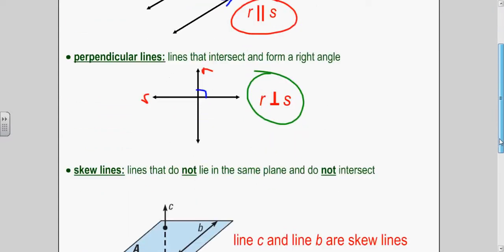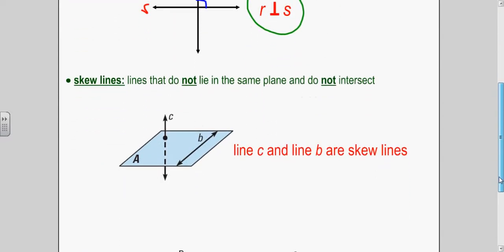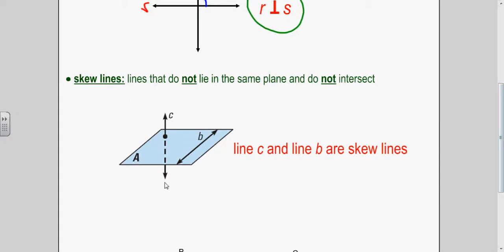The new word that you're probably not used to is skew lines. So remember that skew lines means that they're not parallel, but they also don't cross. So notice that line C here is going through the plane, but line B is laying on the plane. So these lines will never cross, they will never intersect, but notice that they're also not parallel. That's what we mean by skew lines.